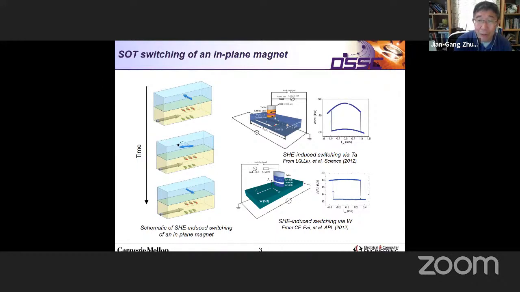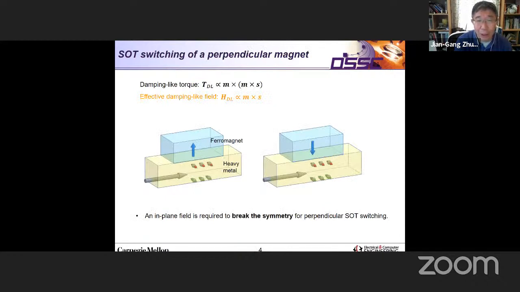Here we really wanted to switch a perpendicular MTJ. If you have a perpendicular magnet layer on top of these heavy metals and you inject current in the heavy metal, it doesn't switch the perpendicular magnet because of symmetry. It doesn't matter whether the magnetic moment in the ferromagnet is up or down, right? It's perpendicular. So you need something to break the symmetry in order to switch it.